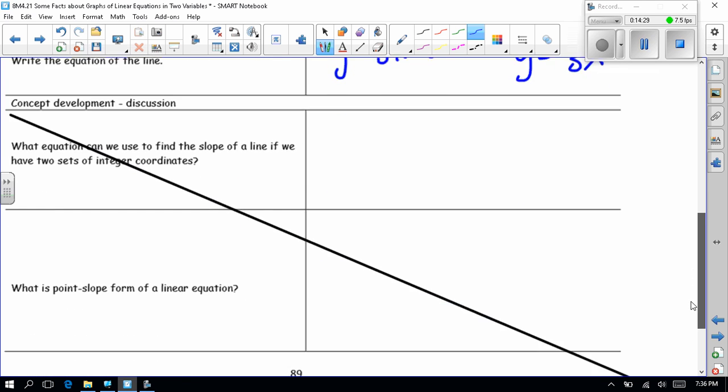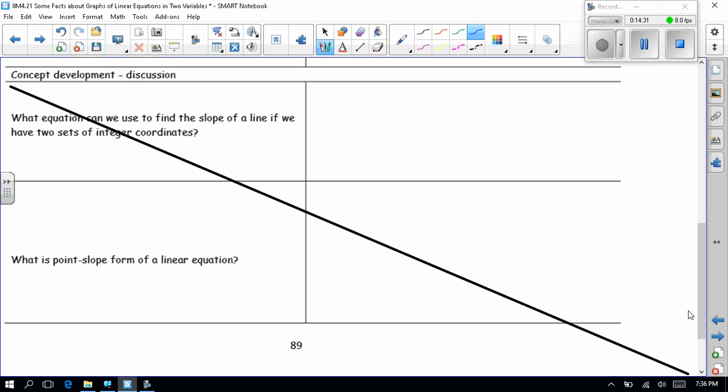This discussion at the bottom of the page, the concept development, what Eureka is asking us to do is talk about point-slope form of a linear equation, which is another way of writing linear equations. It's something that you're going to master when you're in algebra, so it's not something that I feel we need to master at this point. The 8th grade standard talks more about slope-intercept form and writing the equation of a line. So I want you to focus on mastering how to write the equation of a line in slope-intercept form and not so much worry about the other forms of the equation at this point in time.